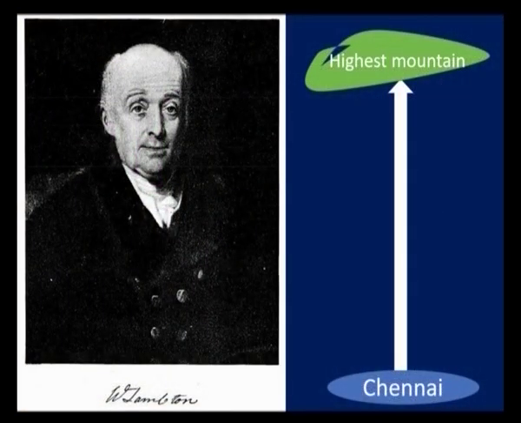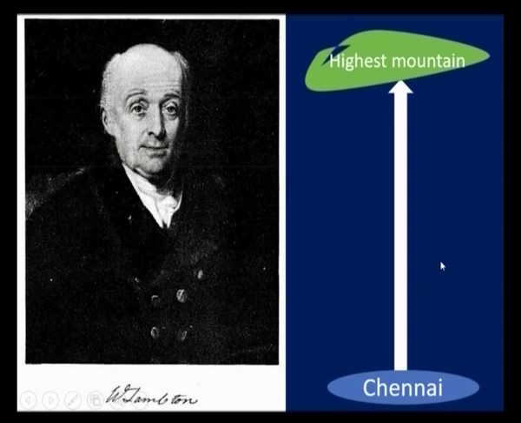So, the survey which was started by James Rennell was continued by William Lambton. William Lambton wanted to find the highest longitude. He wanted to measure the height of a country from Chennai to the highest peak of the world. You all know why he has selected Chennai? It is because the 0-meter level is found here.